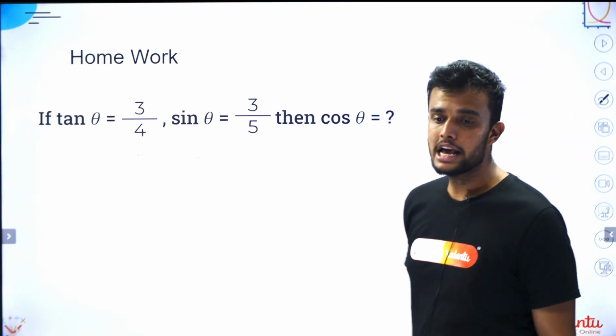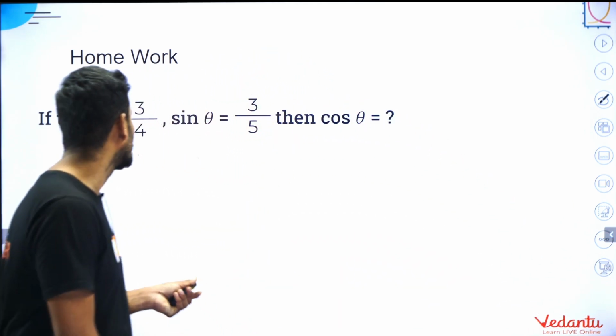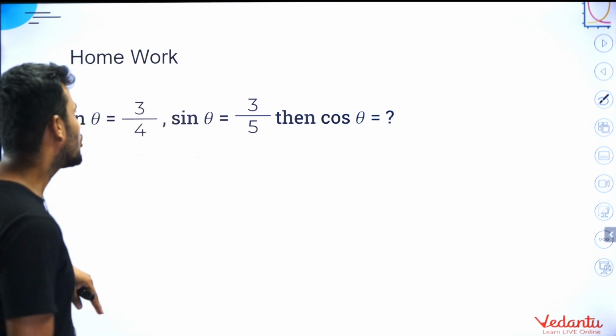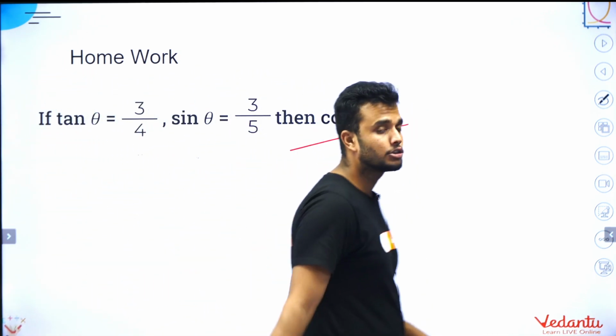Then you got today's homework question, and I also have an extra homework question. If tan theta is equal to 3 by 4, sin theta is equal to 3 by 5. How do we find the cos theta? Let us know in the comment section, guys.